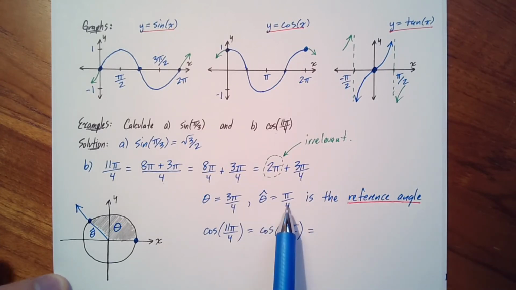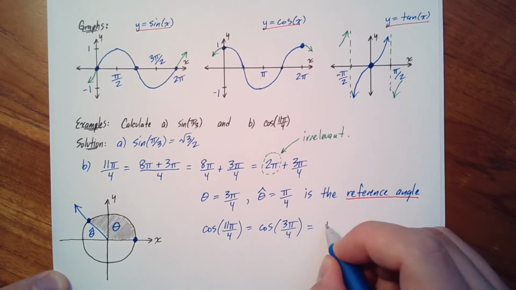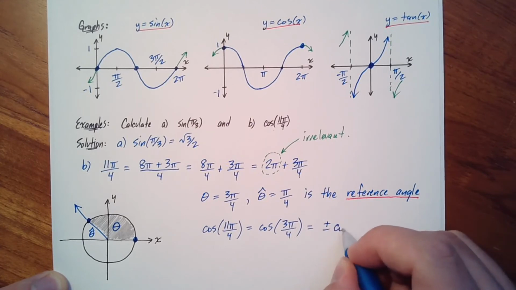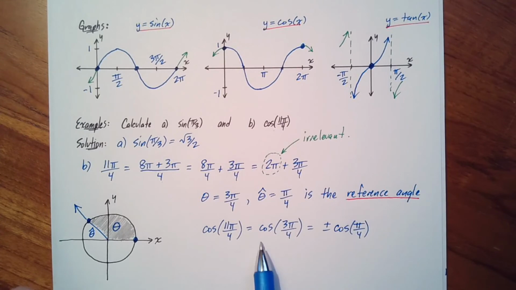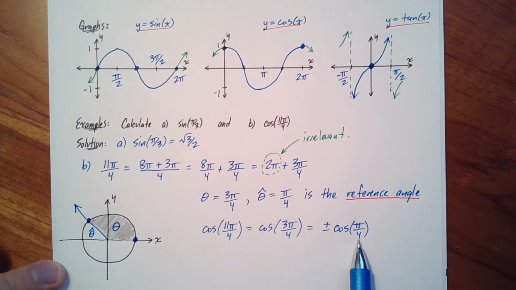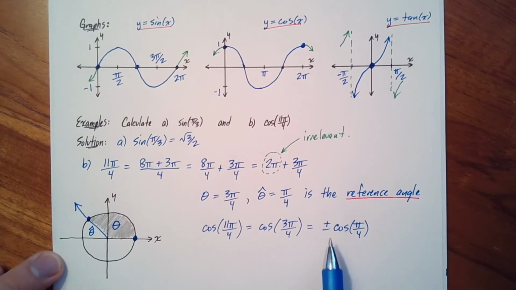Because theta hat equals pi over 4 is the reference angle of 3 pi over 4, we know that this is either equal to plus or minus the cosine of pi over 4. So the cosine of any angle and the cosine of its reference angle can differ only by sign. That's the important logic that we're using here. So that's why I get to put a plus or minus here. That's the important feature of reference angles.